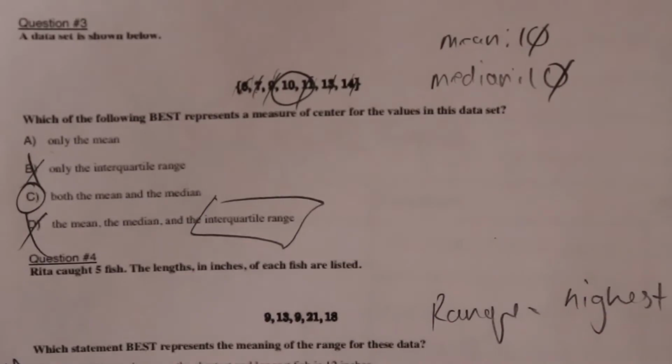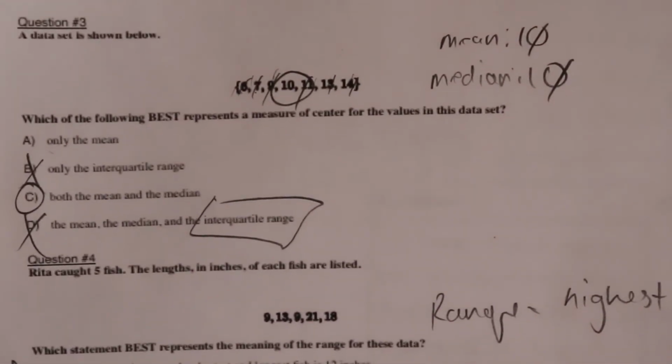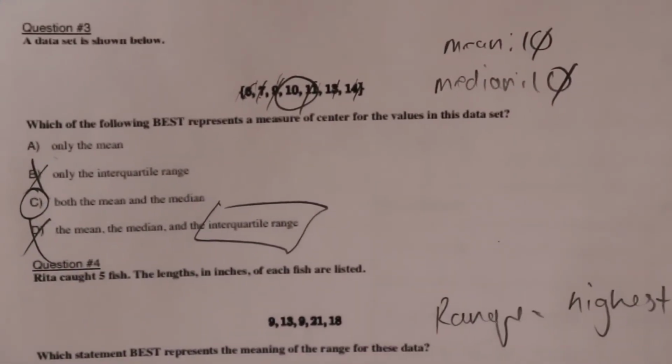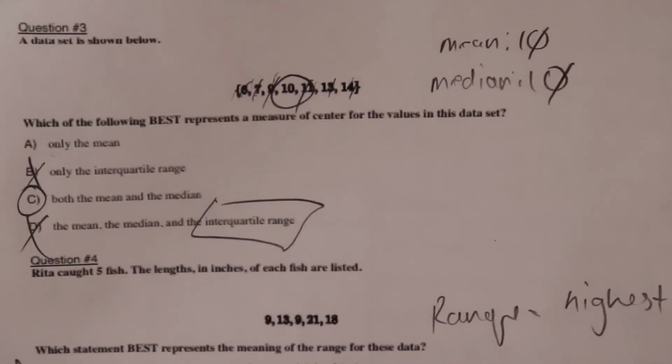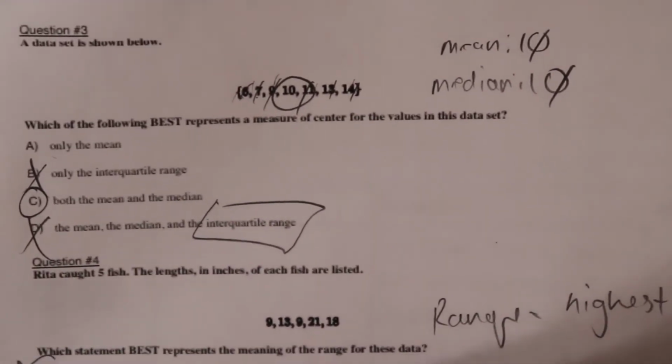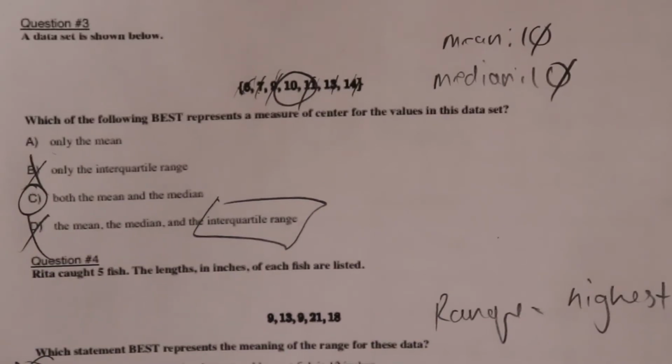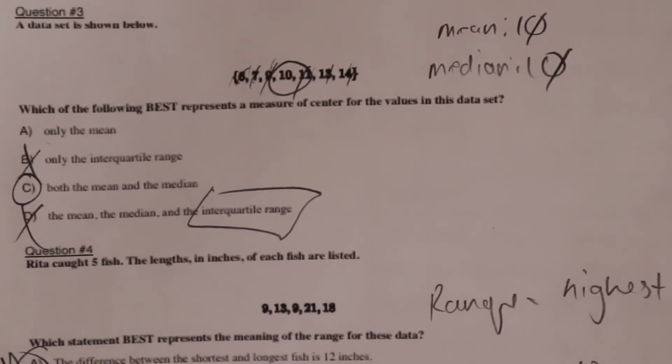The length of the next fish caught will most likely be 12. No. The longest fish caught is 13. No, they are equal. So your answer is going to be A, the difference between the shortest and the longest fish, which is 12 inches.